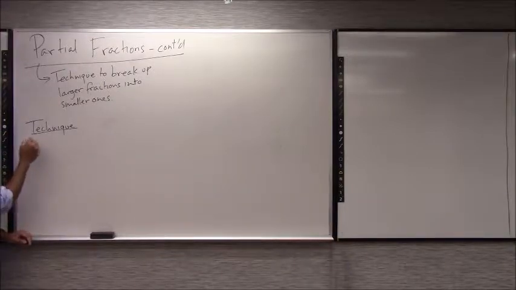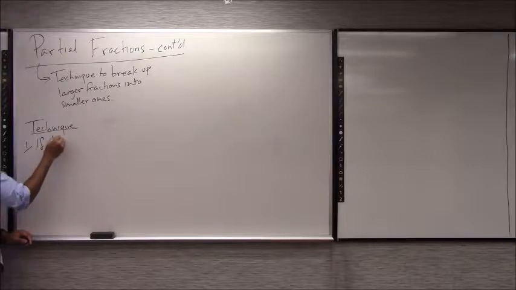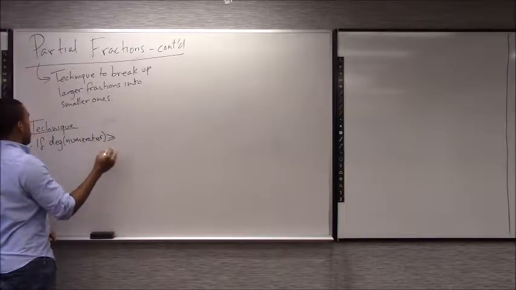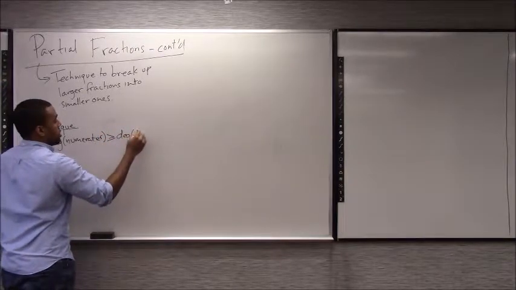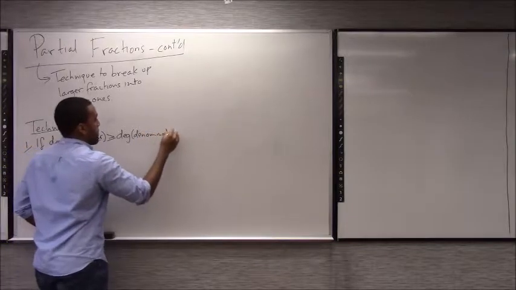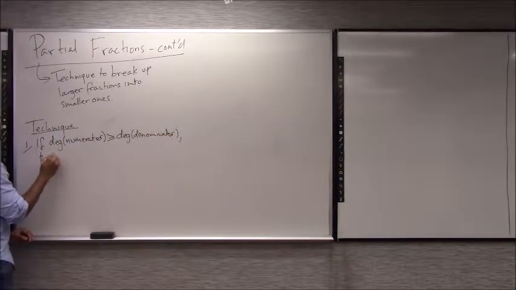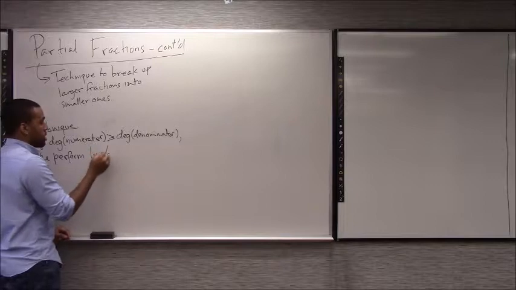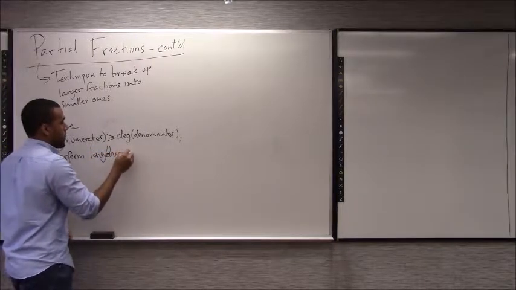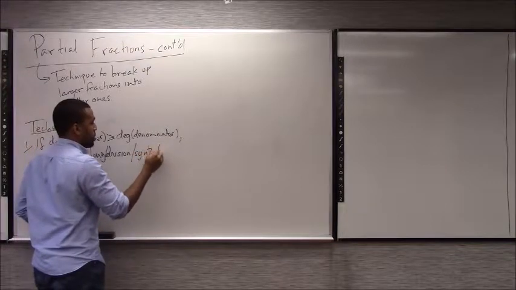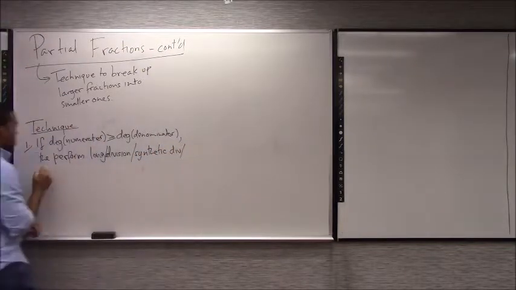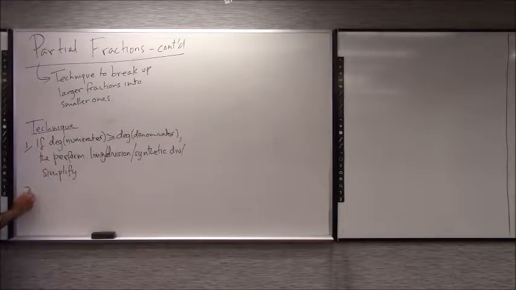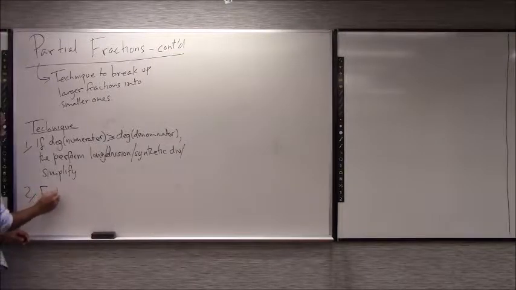So 1, if the degree of the numerator is greater than or equal to the degree of the denominator, then perform, so this was the first step, to make sure you have the right form for this method to work, long division or synthetic division, or otherwise simplify algebraically. That was the first step. The second step was to factor the denominator fully.